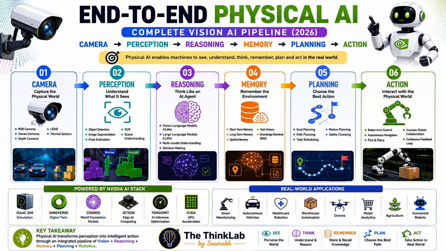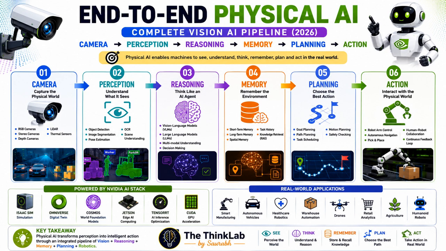So there are lots of real-world examples of physical AI systems. Today, physical AI is transforming many industries like smart manufacturing, warehouse automation, healthcare, robotics, autonomous vehicles, and agriculture, right? Drones are also there, humanoid robots are also there. Every one of these systems follows the same pipeline: camera, perception, reasoning, memory, planning, and action.